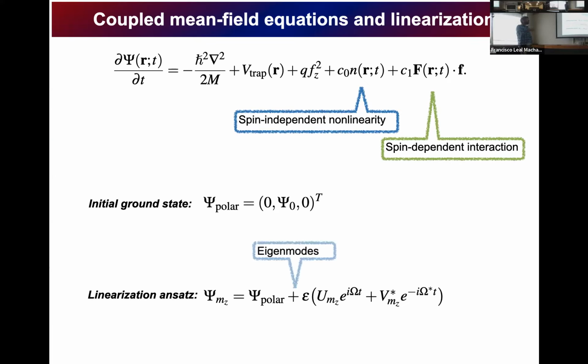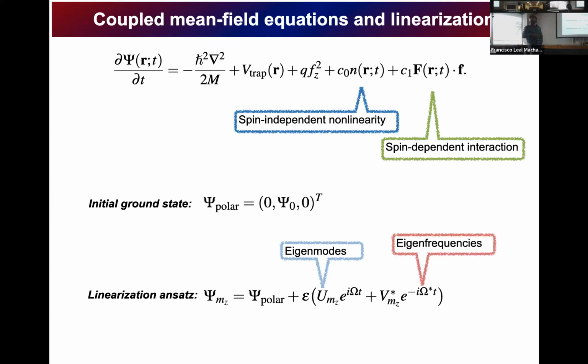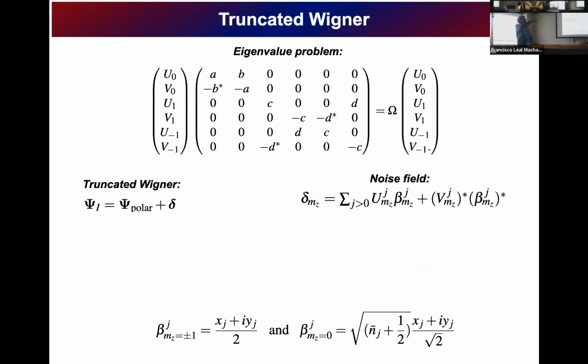Okay? Then what I will do is to initialize my gas in the polar phase, only the 0 component populated, and then I will linearize this non-linear equation. So I will use these linearization ansatz, expanding my state from the mean-field ground state, which will be perturbed by a small parameter epsilon, and this will be the eigenmodes and the corresponding eigenfrequency. So if I do this diagonalization, I will have this eigenvalue problem for the polar phase.